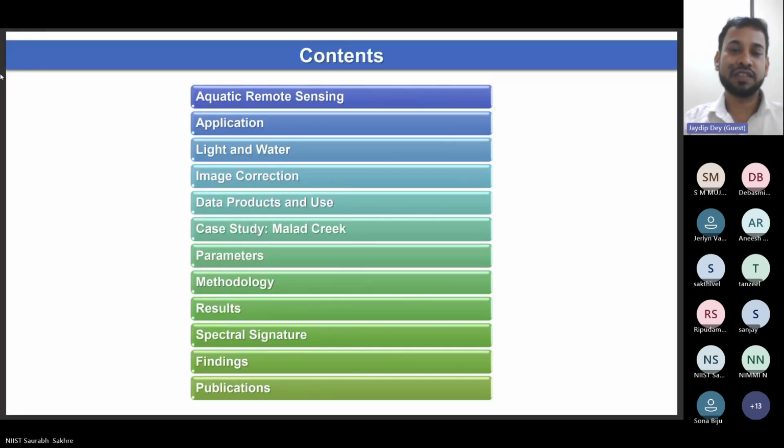And my today's presentation outline is like this. Here I will be covering aquatic remote sensing, its application, interaction of light with water, image correction and image processing, different data products and their application. And I will be showing a certain portion of my PhD work: which parameters I have taken, the methodology I have adopted, results, spectral signatures of several pollutants, major findings of my study, and publications that I got from this presentation. So next, please.